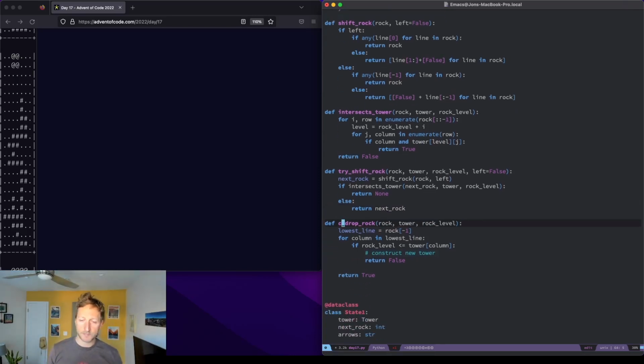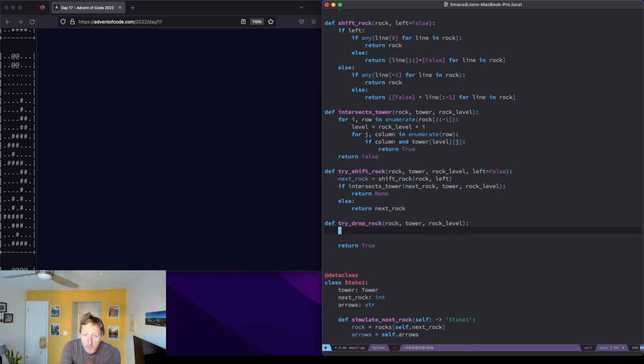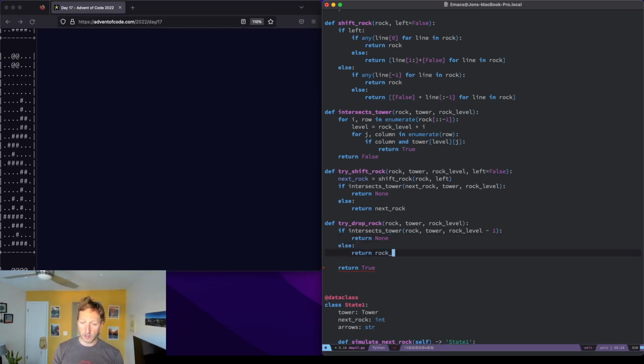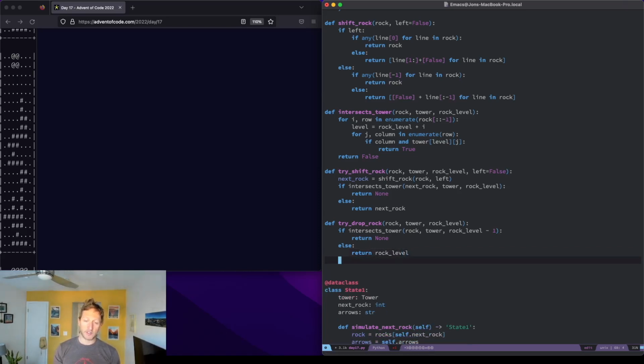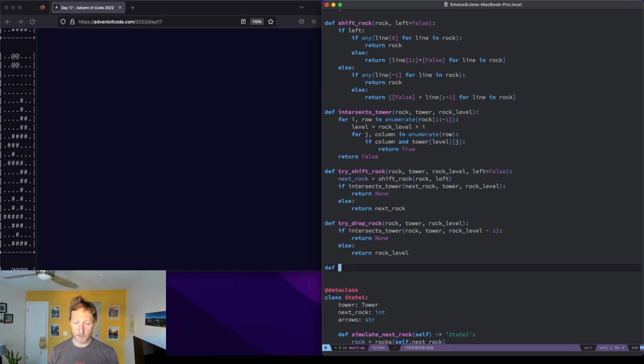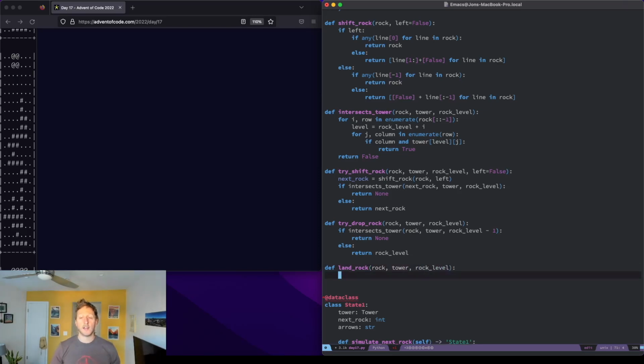So we're going to have a try drop rock as well. It's just going to be if intersects tower, rock, tower, rock level minus 1, return none, else return rock level. And then finally we need to update tower: def land rock, tower, rock level. So if we determine that this rock can't move anymore, because try drop rock returns none, then we change the tower.